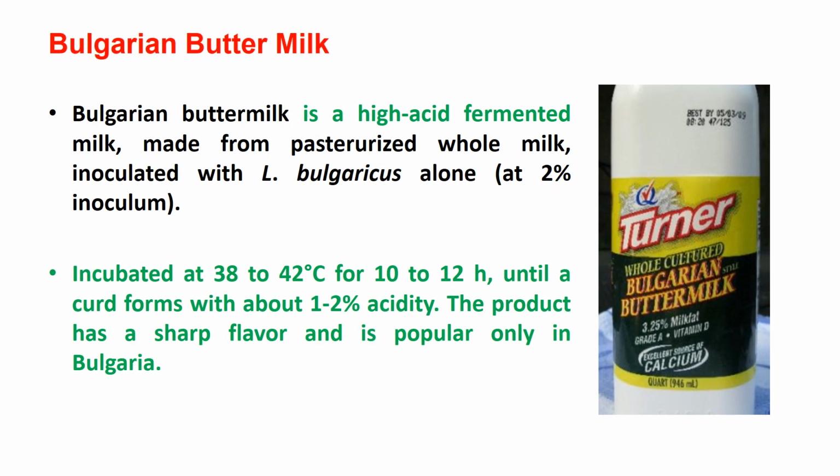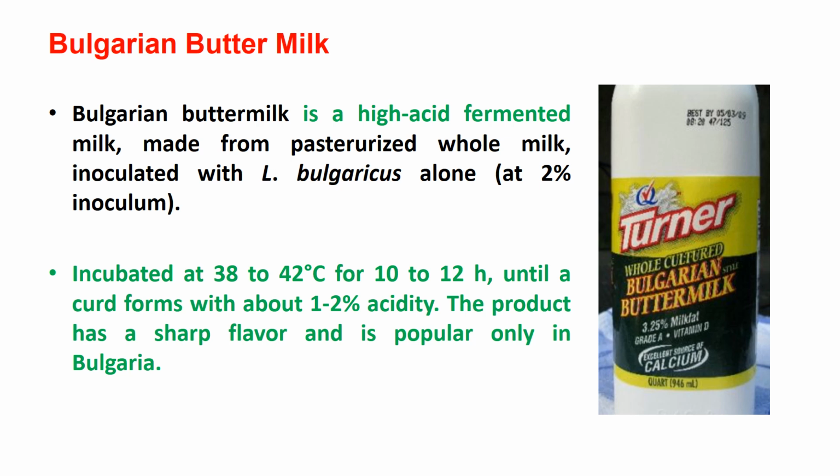Here is another type of buttermilk, that is Bulgarian buttermilk. Bulgarian buttermilk is a high acid fermented milk made from pasteurized whole milk inoculated with Lactobacillus bulgaricus alone at a level of 2% inoculum. Earlier we have seen Lactobacillus bulgaricus and Streptococcus thermophilus used together for yogurt. Here only Lactobacillus bulgaricus is used, and the fermentation is done at a higher level. After putting the culture, incubation is done at 38 to 42 degrees Celsius for 10 to 12 hours until a curd forms with about 1 to 2% acidity.